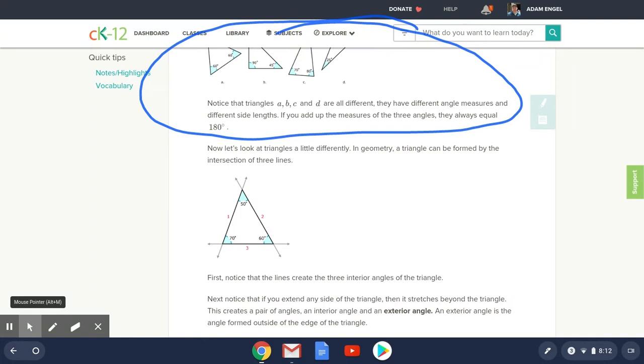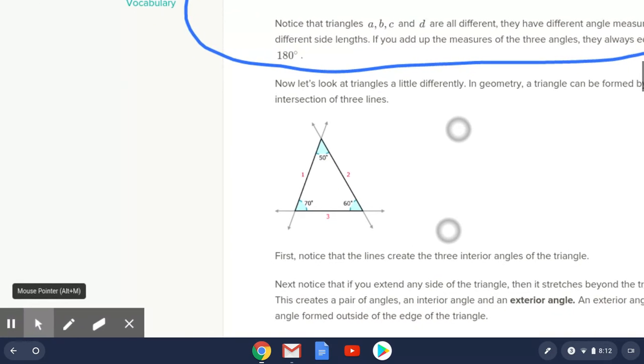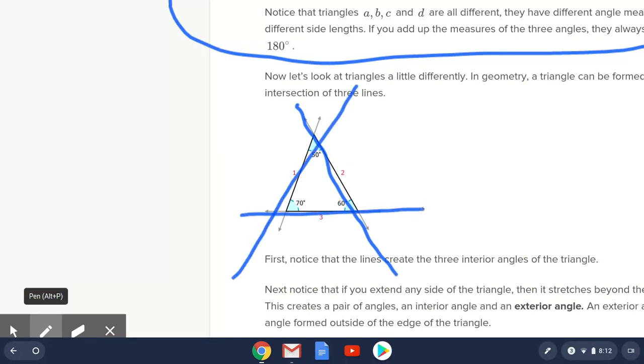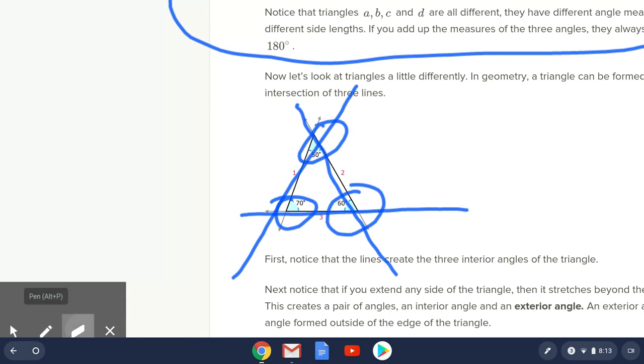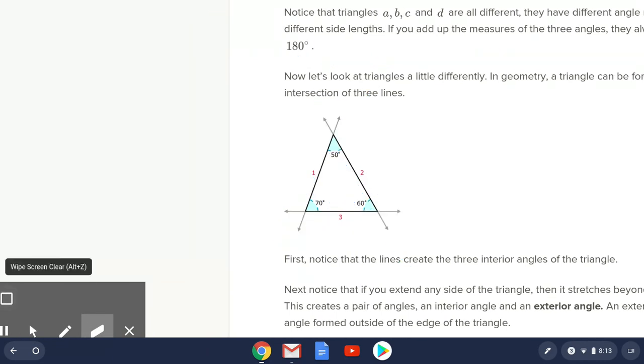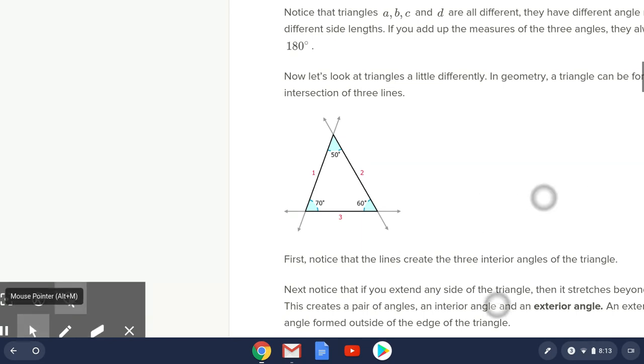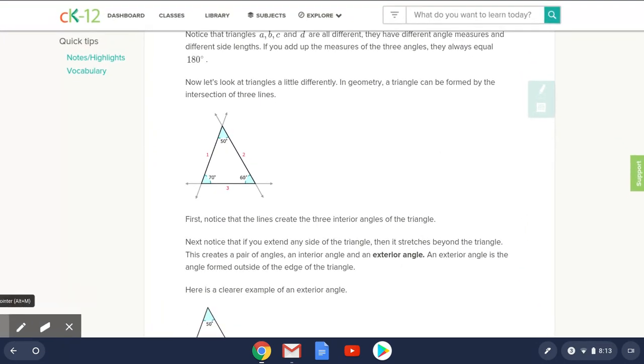In geometry, a triangle can be formed by the intersection of three lines, right? So right here, we have three different lines. 1, 2, 3. First, notice that the lines create three interior angles of the triangle. So we have one angle, and one angle, right? Next, notice that if you extend any side of the triangle, then it stretches beyond the triangle. It creates a pair of angles, an interior angle and an exterior angle.